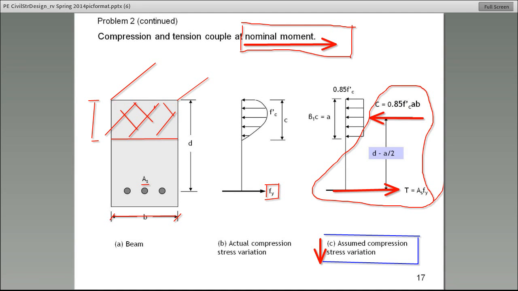Well, we just take one of the forces, because the forces are equal. You take the magnitude of one and multiply by the distance between the two, the moment arm. The distance between the two forces in this case is d minus a over 2. That a is the depth of the stress block. d is important because I'm going to explain to you what d is. d is this distance from the top to where the steel is. All right? That's very important.